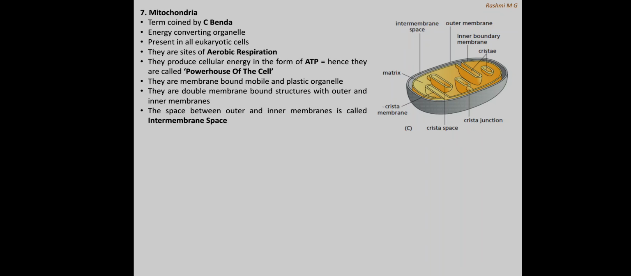In our previous class, we had learnt about mitochondria, an organelle whose term was coined by C. Benda. It is an energy converting organelle. It is present in all eukaryotic cells. They are the sites of aerobic respiration. They produce cellular energy in the form of ATP. Hence, they are popularly called the powerhouse of cells. They are membrane bound, double membrane bound in fact, and are plastic organelles. They have the intermembrane space between the outer and the inner membrane.